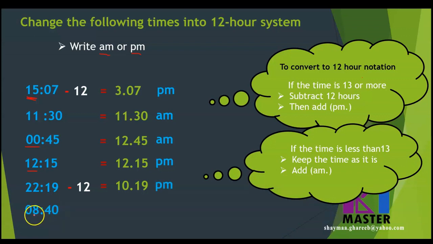8:40, it's less than 13. So it's in the a.m. So in the a.m. the time will stay as it is. It will be 8:40 a.m. So in using the 12-hour system, I have to mention, is it a.m. or p.m.? Is this clear?